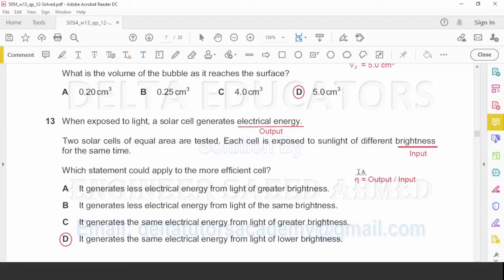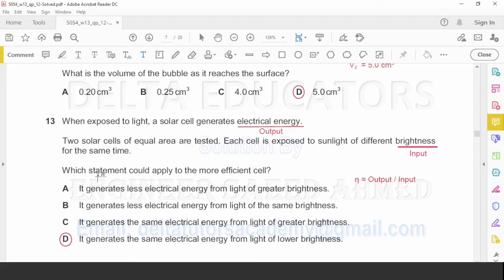What is efficiency? Efficiency is the ratio of output and input. It means the efficiency will be more when we get more output with less input. Now here in this question, electrical energy is our output and brightness of the sun is our input. So we can say if we get more energy with less brightness, then the efficiency will be more. Now we check the options.